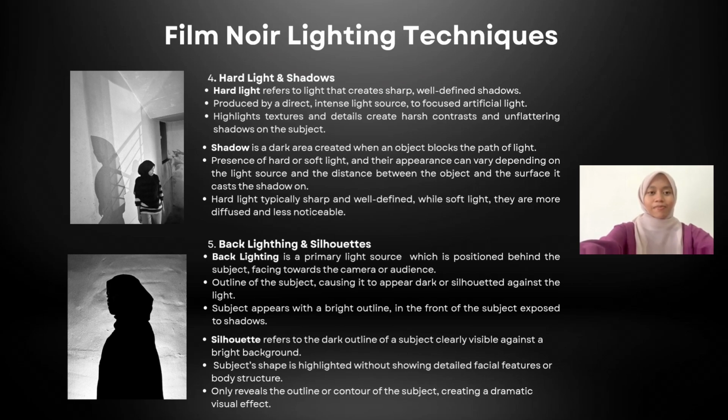Lastly, film noir has backlighting and silhouettes. Backlighting is a lighting technique where the light source is placed behind the subject, creating a glowing outline around it, while the front of the subject remains in shadow or dark. Silhouette is the dark outline of a subject against a bright background, typically created by backlighting, highlighting the shape without showing details. That's all about technique in film noir.